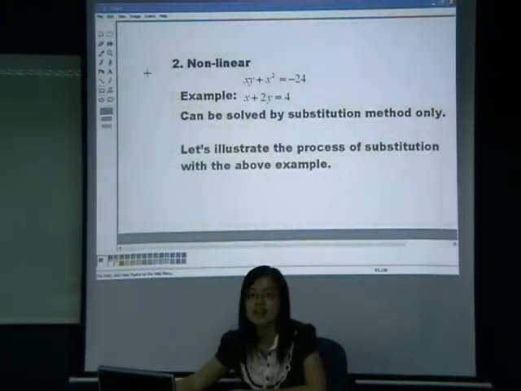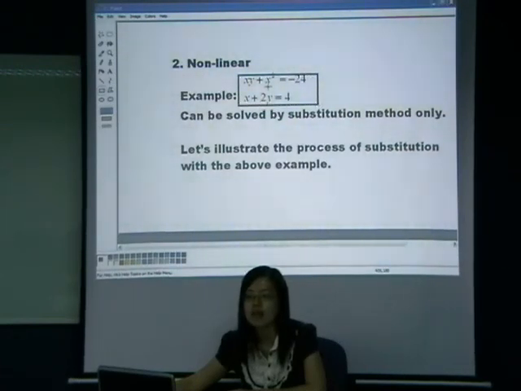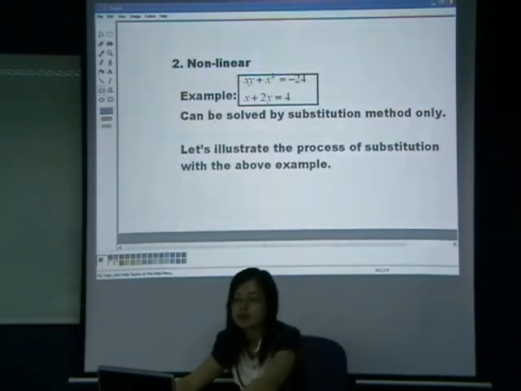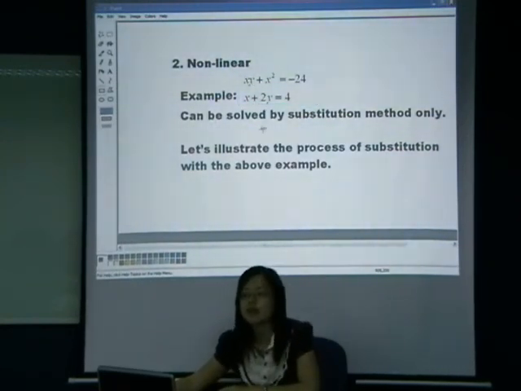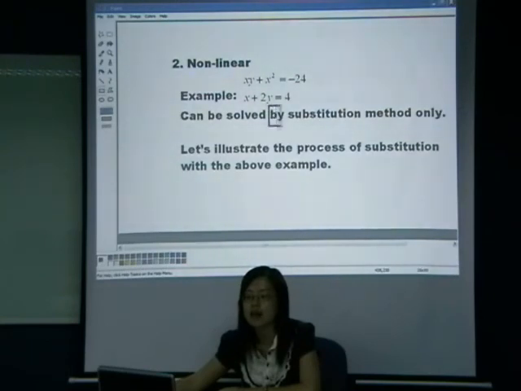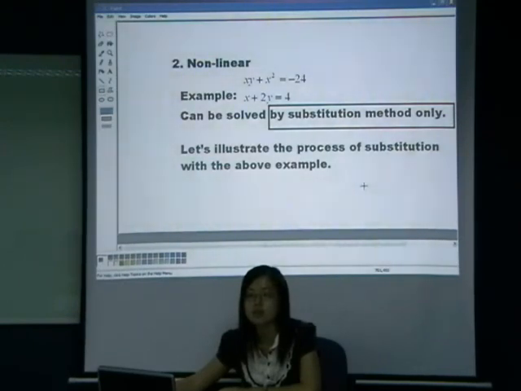Now let's look at the second type of equations, which is the non-linear type. An example of a pair of non-linear equations would be this pair here, where you have an x squared and an xy term. This type of equations can only be solved by the substitution method. So now let's illustrate the process of substitution with the above example.